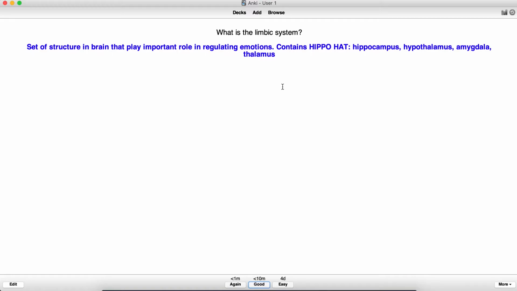It contains the hippocampus, hypothalamus, the amygdala, and the thalamus. A set of structures in the brain that plays an important role in regulating emotions, containing the hippocampus, hypothalamus, amygdala, and thalamus.